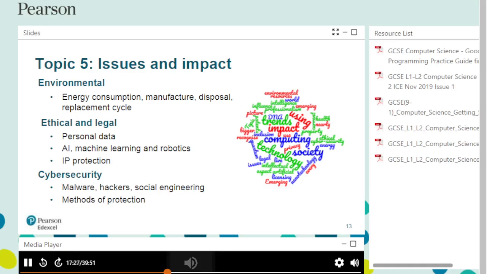Section 2 considers some of the ethical and legal issues associated with collection and use of personal data, and the use of AI, machine learning, and robotics. Students also have to learn about intellectual property rights protection for computer systems and software. Section 3 deals with threats of digital systems and data and how to guard against malware and other security risks.